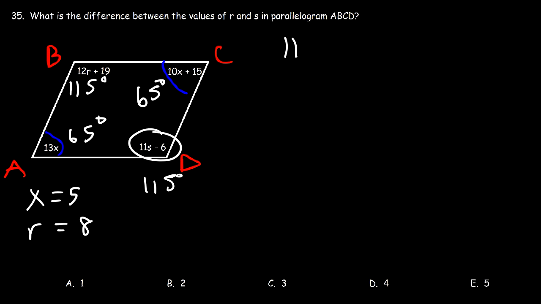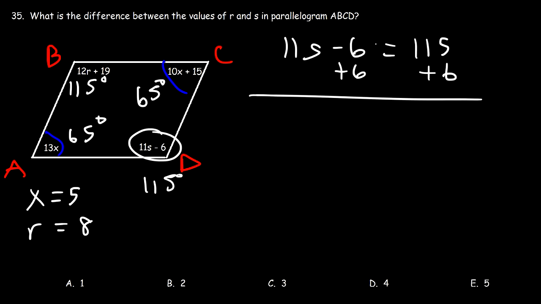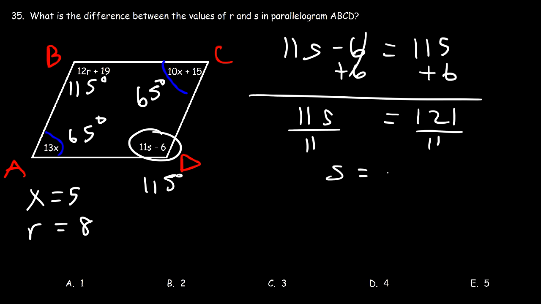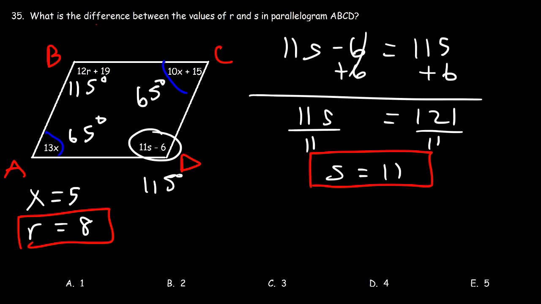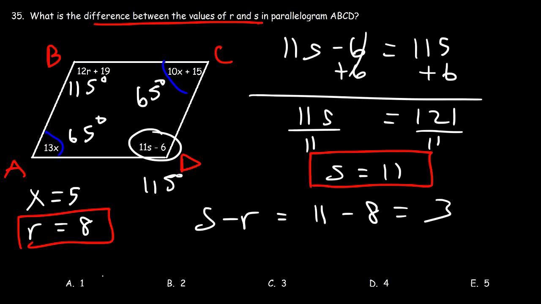Now angle D is 11S minus 6, and that's also equal to 115. So let's add 6 to both sides. 115 plus 6 is 121. And if we divide both sides by 11, 121 divided by 11 is 11. So we have the values of S and R. And our goal is to calculate the difference between those two values. So S minus R, that's 11 minus 8. The difference is 3, which means that C is the answer. And that's it for that problem.